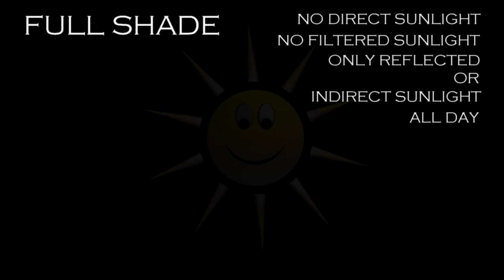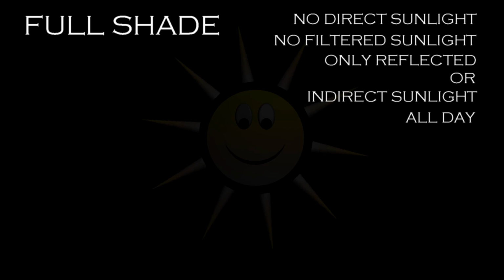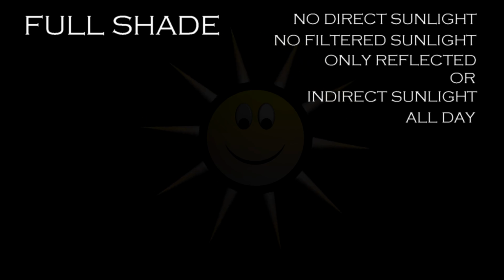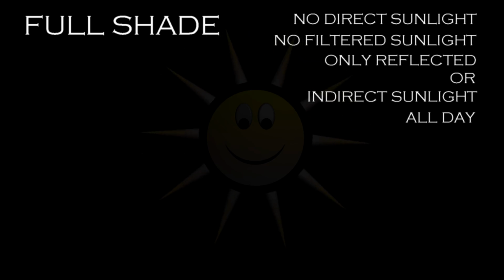Next is full shade. Full shade means there's no direct or filtered sun on the plant at any point during the day. The only light that it gets is maybe reflected from a fence or a wall. Last is dense shade. Dense shade is no direct sunlight, no filtered sunlight, no reflected sunlight, no sunlight at all.